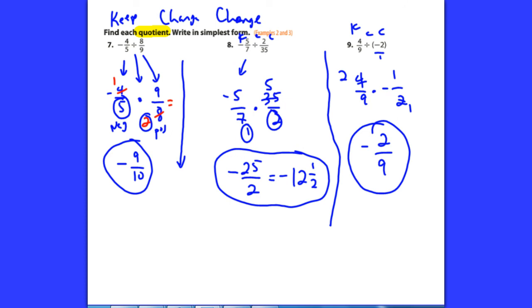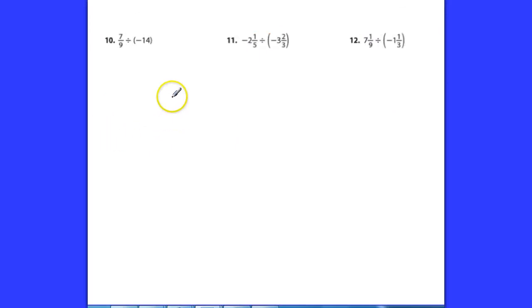Let's try the next row here and see if you can keep up. Please hit pause as you go through and review anything you don't understand. Bring me your questions or find my mistakes if I have one and bring it to me. All right, another row right here. Let's see if we can work through this. Keep 7/9. Change that to multiply and change that to negative 1/14.